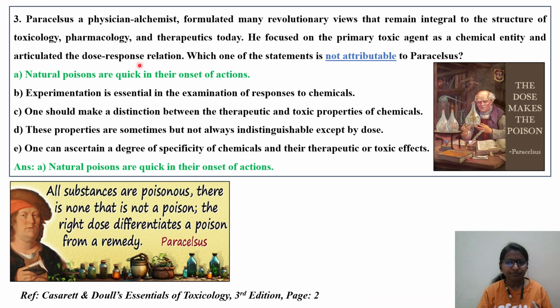Next we had question number 3. This is very important. Again, most scientists and toxicologists will come across Paracelsus, a physician and alchemist who formulated many revolutionary views that remain integral to the structure of toxicology, pharmacology, and therapeutics today. He focused on the primary toxic agent as a chemical entity and articulated the dose-response relationship. So this was the first scientist who was able to relate dose and response, two different terms he was able to connect.